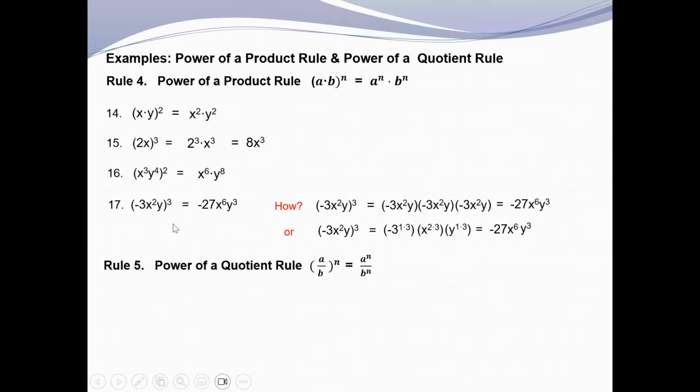Number 5. This is called the power of a quotient rule. If you have parentheses a divided by b, to the nth power, then it's going to be a to the n divided by b to the n. Example, by applying the rule, this will give us x cubed divided by y cubed. Now this one here, it's going to be x to the 2 times 5 divided by w to the 3 times 5. So it's going to give us x to the 10th and w to the 15th.